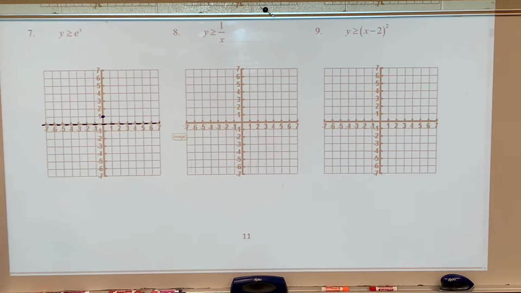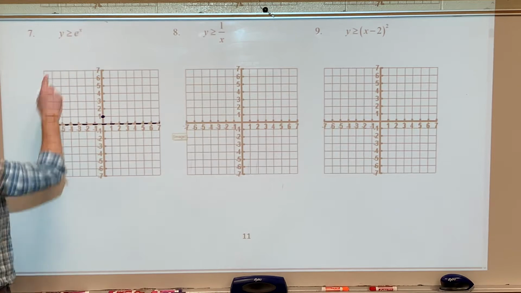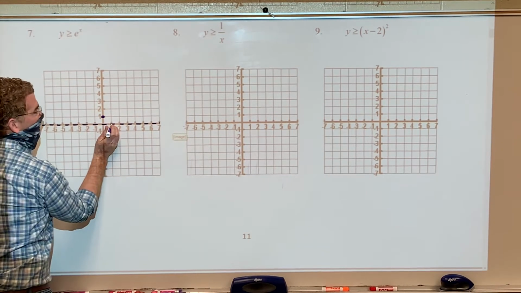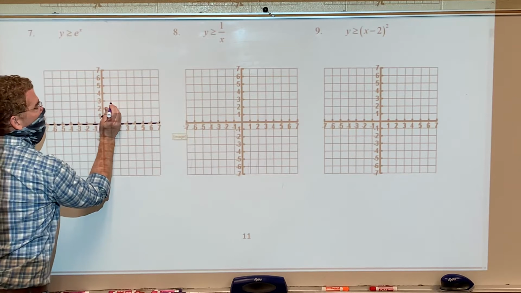Well, I can plug e in there, but what's 2.7 to the 2.7? That'd be a little harder. What would be easier than that? Plug a 1 in there. If I plug a 1 in there, I get e, which is about 2.7-ish.